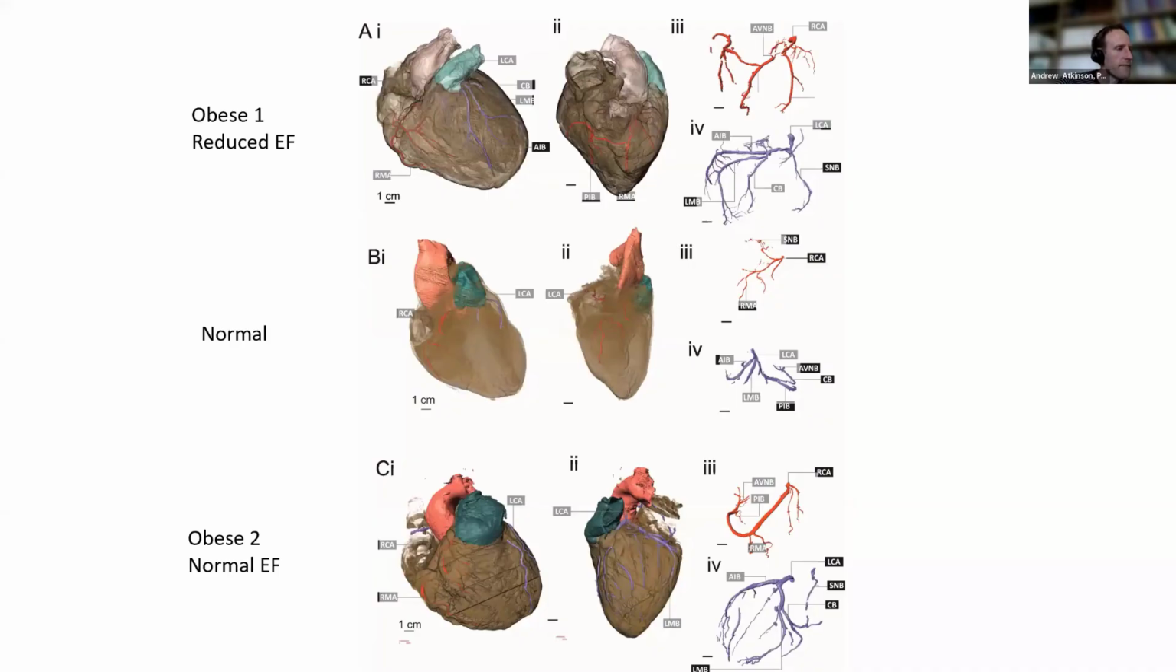And then we've also done some work on the coronary vessels. We see some evidence of revascularization in the obese hearts, with a large number of small vessels as we go to the periphery.